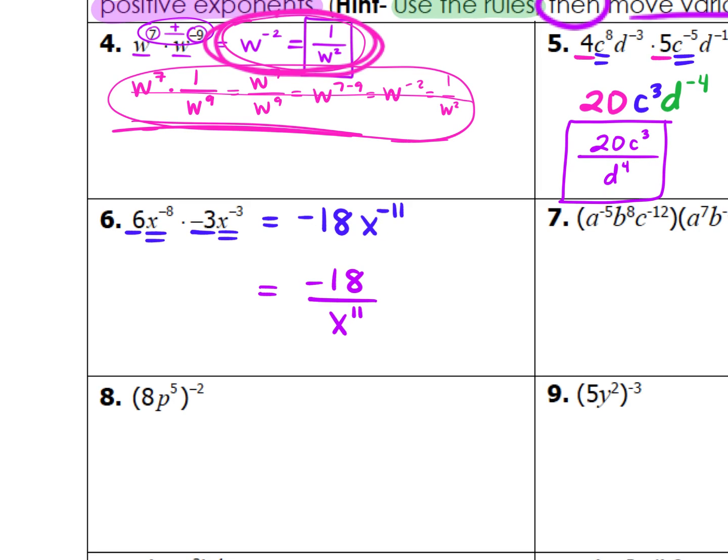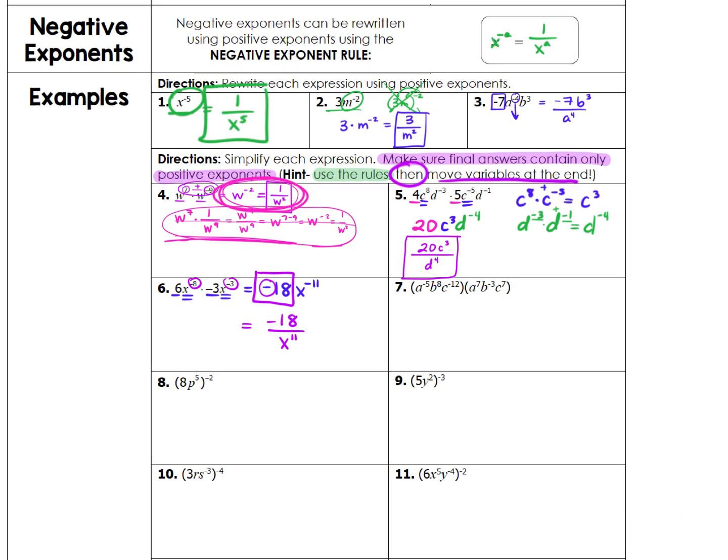Okay. This causes a ton of problems. Are you hearing me on that? People see a -18 and they think they have to move it. When do you move things? Negative exponents. Only if this number is negative do you move it. Do not move it for this, the big number being negative. Okay? Are we good on that? Okay. Take a look.